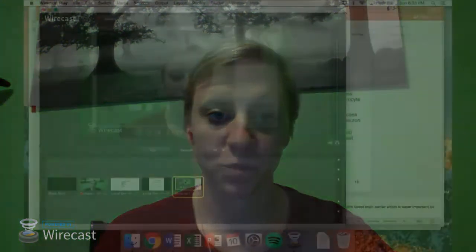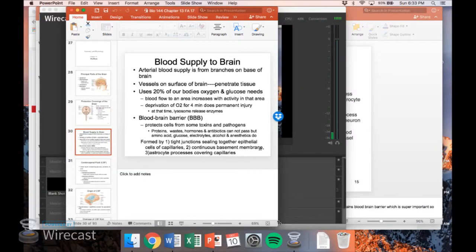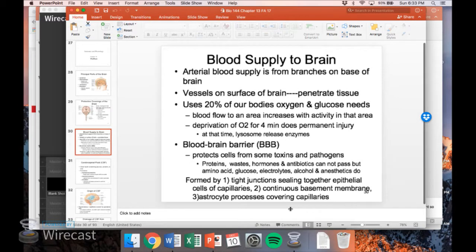All right. So when we're talking about the blood-brain barrier, we understand that it's important so that you don't die, so that you don't get exposed to nasty toxins and waste and other things that are not supposed to make it into your brain. As we know, big things like proteins, a lot of waste, some hormones, and antibiotics can't pass, but amino acids and sugar and electrolytes, those really nice ions, alcohol and anesthetics can cross over. As far as how the blood-brain barrier is maintained, that's kind of an additional question. First, I'll mention how it's formed, and that information is found right down here.